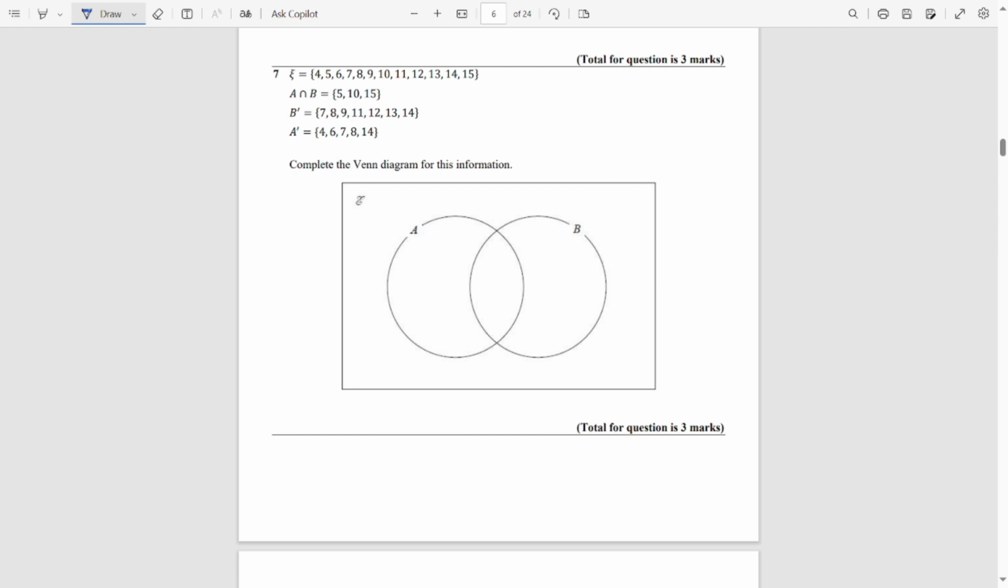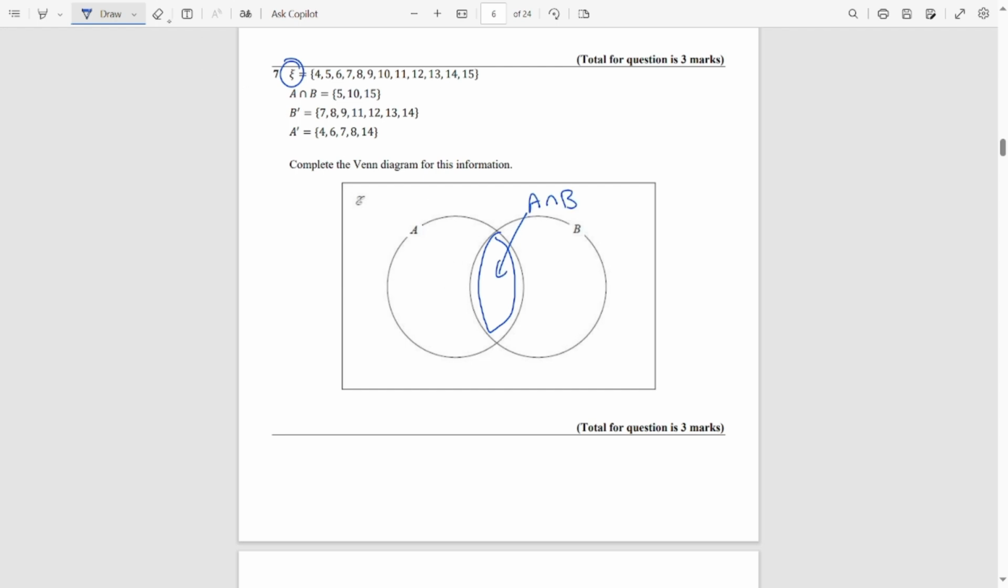So for question number 7, we have a Venn diagram. We are given some various pieces of information and they want us to fill this in for the Venn diagram. So this here is the universal set. So what this means is that all of these numbers need to go inside my box somewhere, whether they're in A or in B or on the outside. And then I'm also given the intersection, which I think is where I'm going to want to start off here. So this is A intersection B.